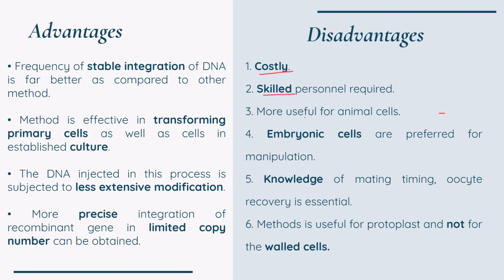And it is more useful for animals. As I said, the plant cell has a cell wall and it's difficult to penetrate the cell wall using the syringe. The needle tip may break off. Then embryonic cells are preferred for manipulation, as I said in IVF. The knowledge of mating time, recovery, everything is essential. We have to know the cell cycle completely so as to know when to inject the genetic material, right? So that is important. And the method is useful for protoplasts and not for walled cells.